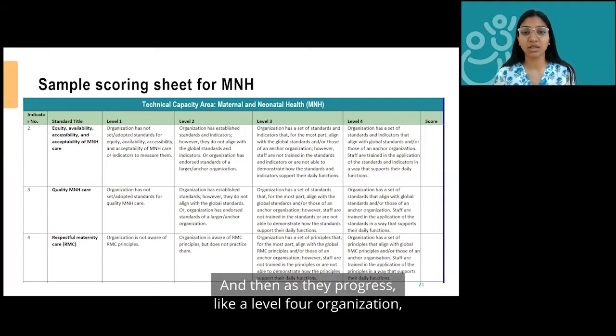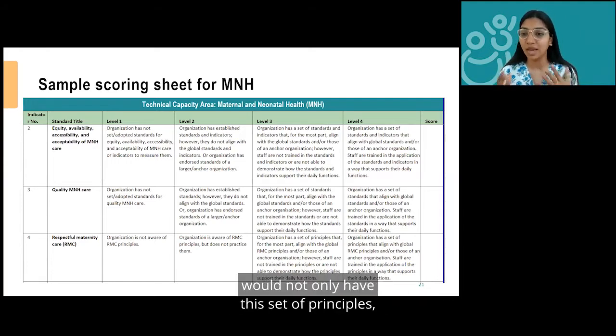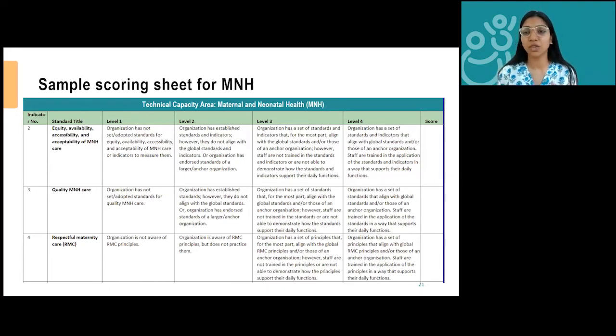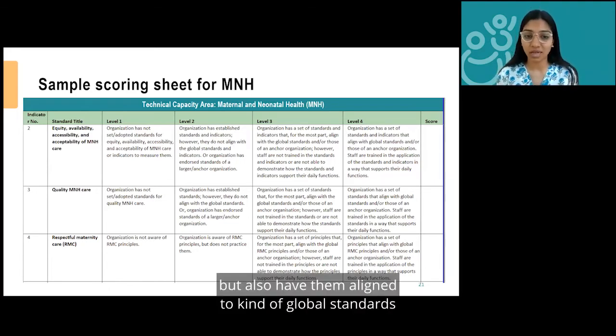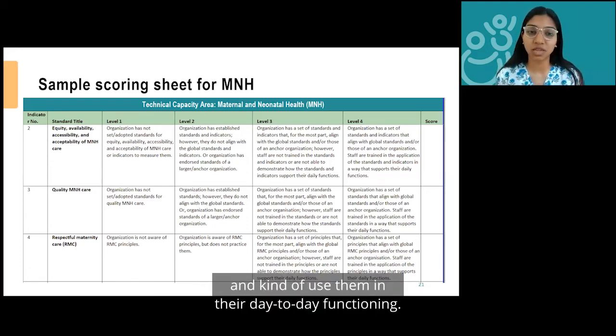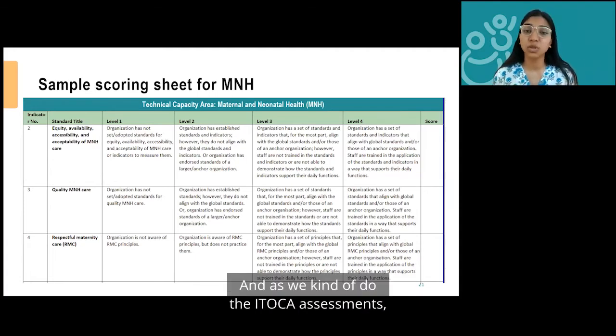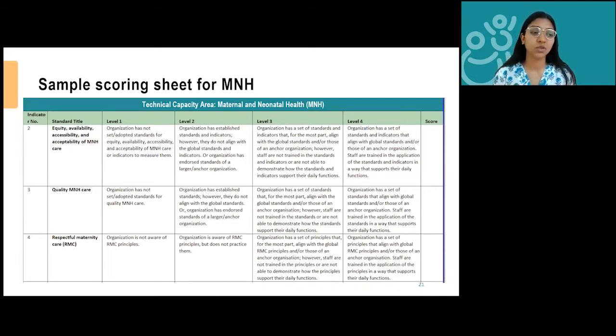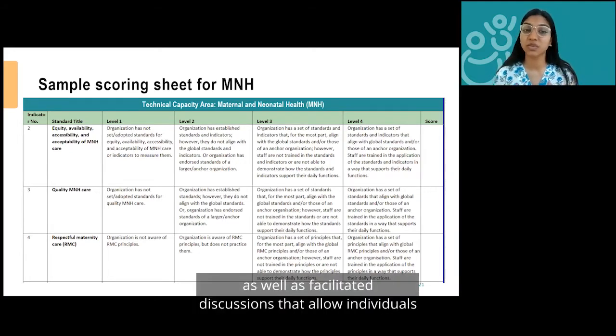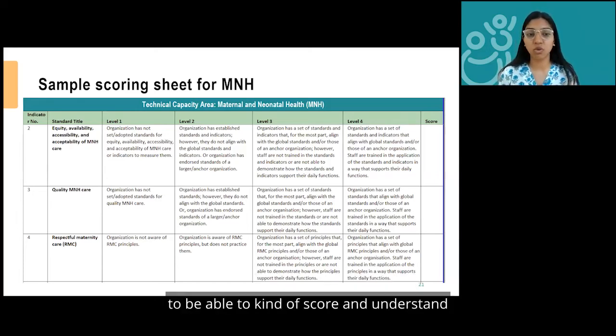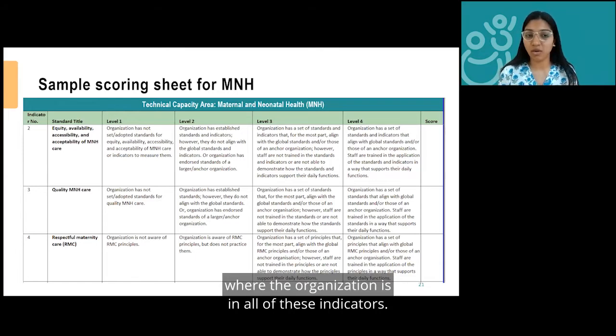And then as they progress, a level 4 organization would not only have this set of principles, but also have them aligned to global standards, as well as have staff that are trained in these principles and use them in their day-to-day functioning. So essentially, we have these 4 progressive levels for each of these indicators. And as we do the ITOCA assessments, we have activities as well as facilitated discussions that allow individuals to score and understand where their organization is in all of these indicators.